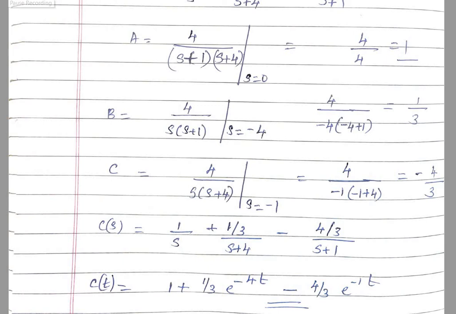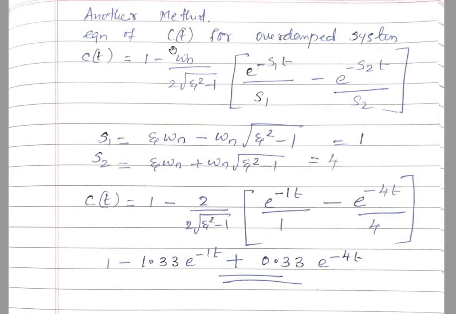Now, we will discuss another method. In the other method, we have to write the equation of c of t, that is, the output in time domain for an over damped system. This equation we explained in the last class. In order to write the equation, you have to remember it. You will not get any time to derive this equation in the exam hall. This equation is a little bit long.